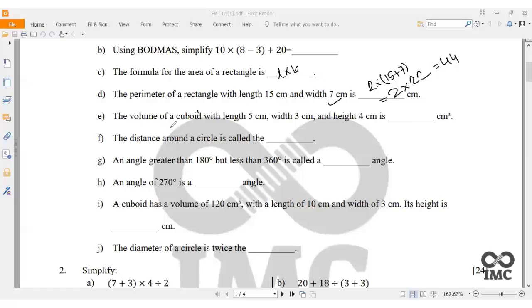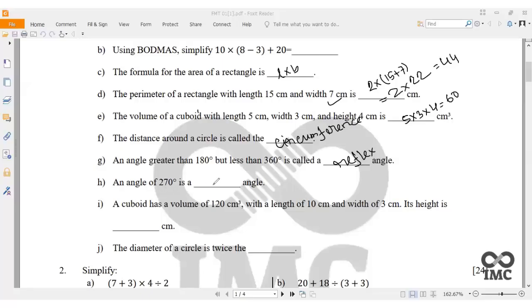Number E. The volume of a cuboid with length 5 centimeter, width 3 centimeter and height 4 centimeter is length into breadth into height. 5 into 3 into 4. 5 fours are 20, 20 threes are 60 centimeter cube. Number F. The distance around a circle is called the circumference. Circumference. Number G. An angle greater than 180 degree but less than 360 degree is called a reflex angle.